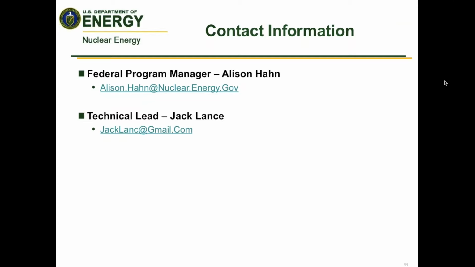And one more item to note, under the NSUF portion of the solicitation, there is a topic titled NEET NSUF 1.3C Irradiation Testing of Materials Produced by Innovative Manufacturing Techniques. This is an opportunity to irradiate your products to demonstrate their durability and performance. And I believe Sue Lesica presented it earlier under the reactor materials presentation.